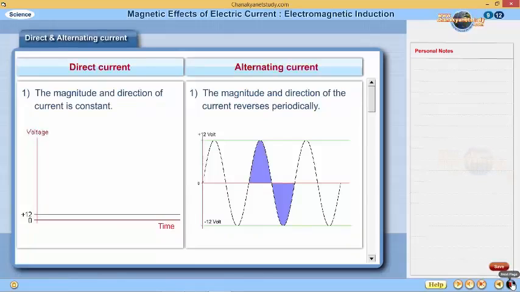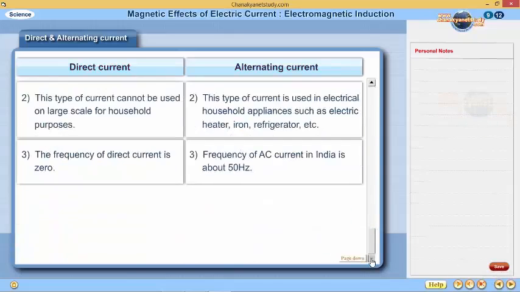Direct current. The magnitude and direction of current is constant. Alternating current, the magnitude and direction of the current reverses periodically. Direct current. This type of current cannot be used on a large scale for household purposes. Alternating current. This type of current is used in electrical household appliances such as electric heater, iron, refrigerator, etc.